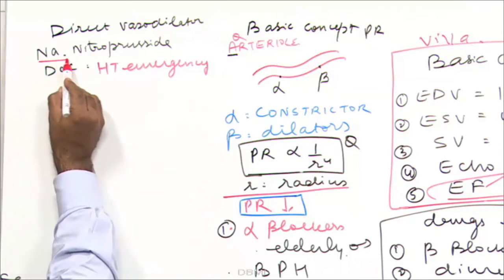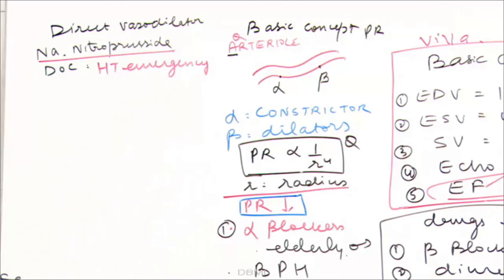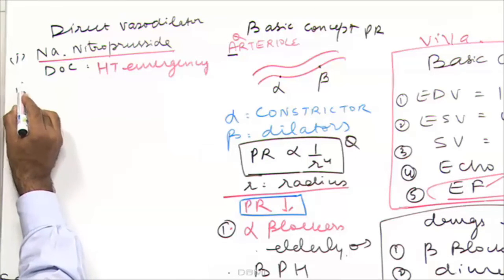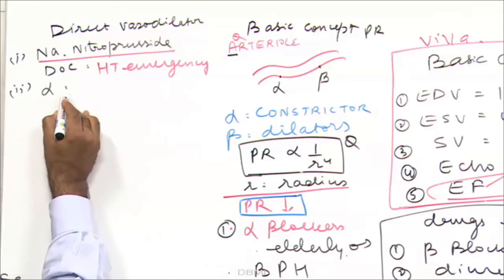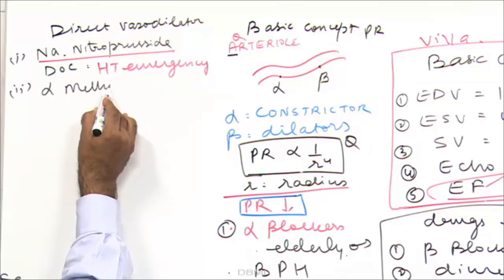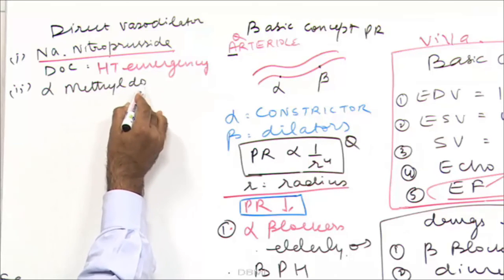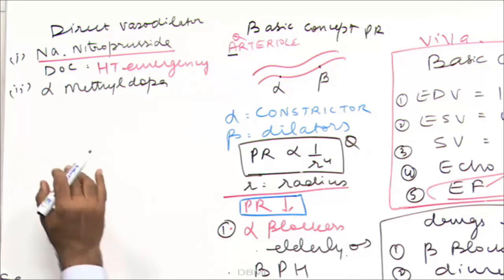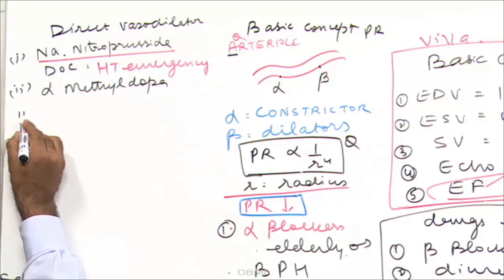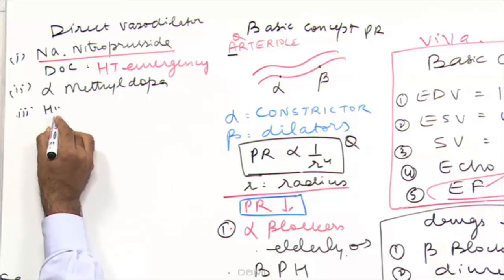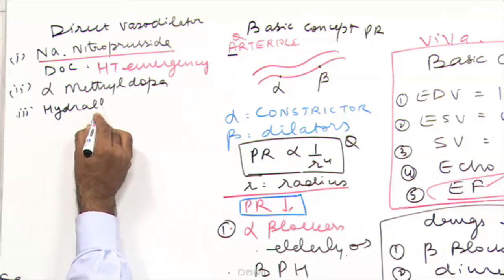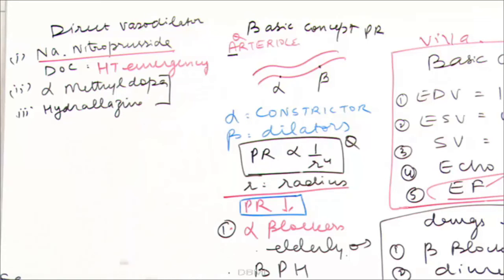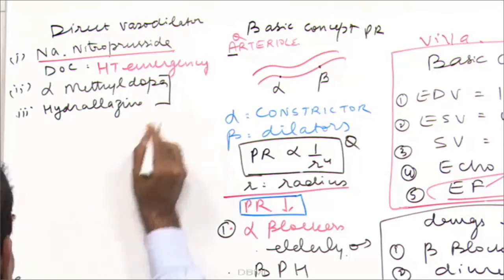Then one more drug that we use is alpha methyldopa. This question came in this year's AIIMS May exam also. And we have hydralazine. Both these drugs we use in pregnancy.